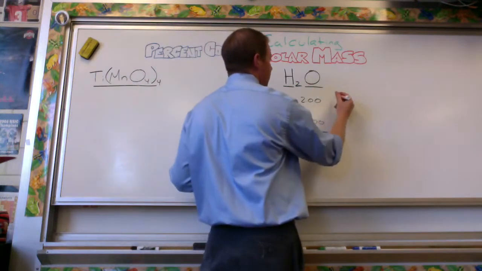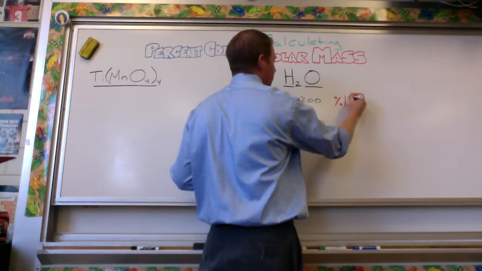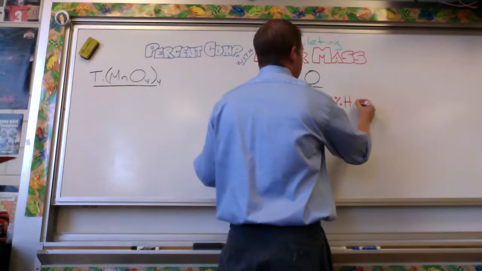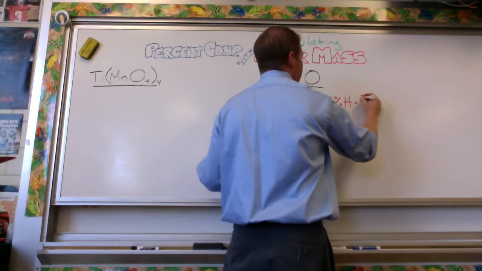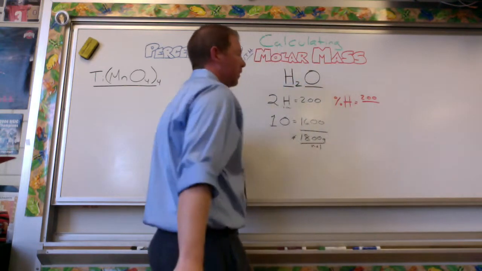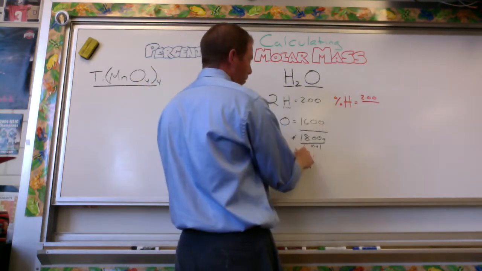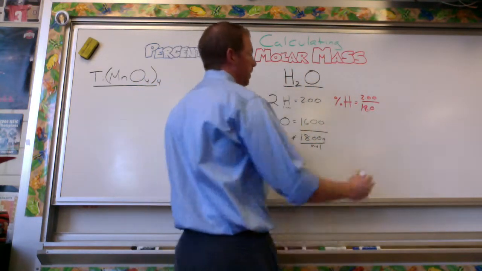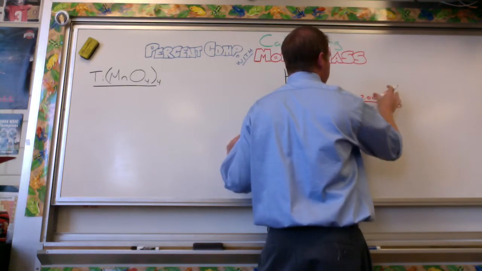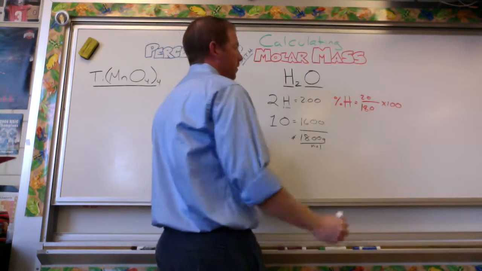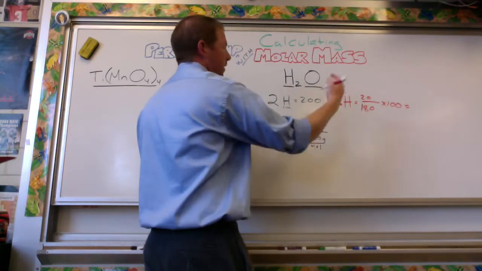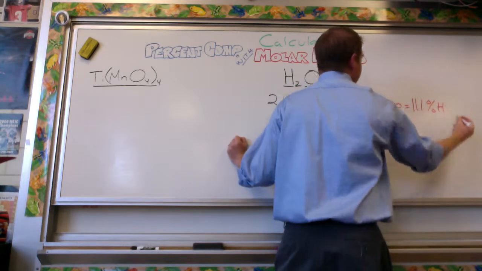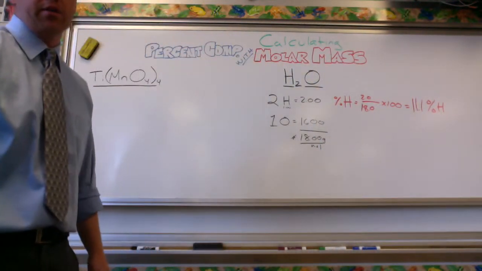So I want to calculate the percentage, so put my percent sign, of hydrogen. Percent hydrogen. Now I do that by using the amount of hydrogen, 2.0, divided by the amount of the whole thing, 18.0. And multiply that number by 100, because percentages are always multiplied by 100, and I get my answer. So 2 divided by 18 times 100 is 11.1% hydrogen. And I have to have that whole label, percent hydrogen.